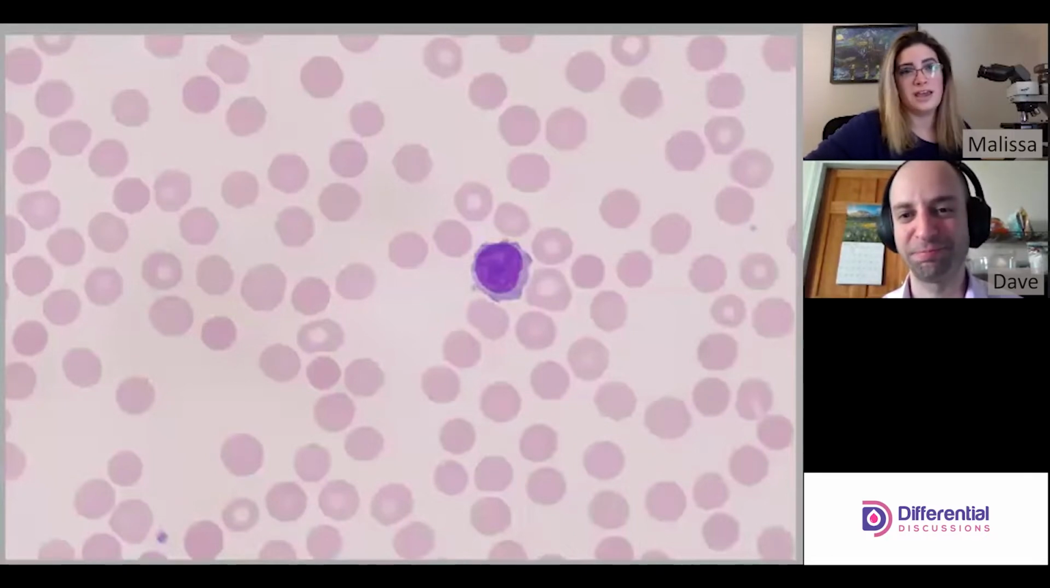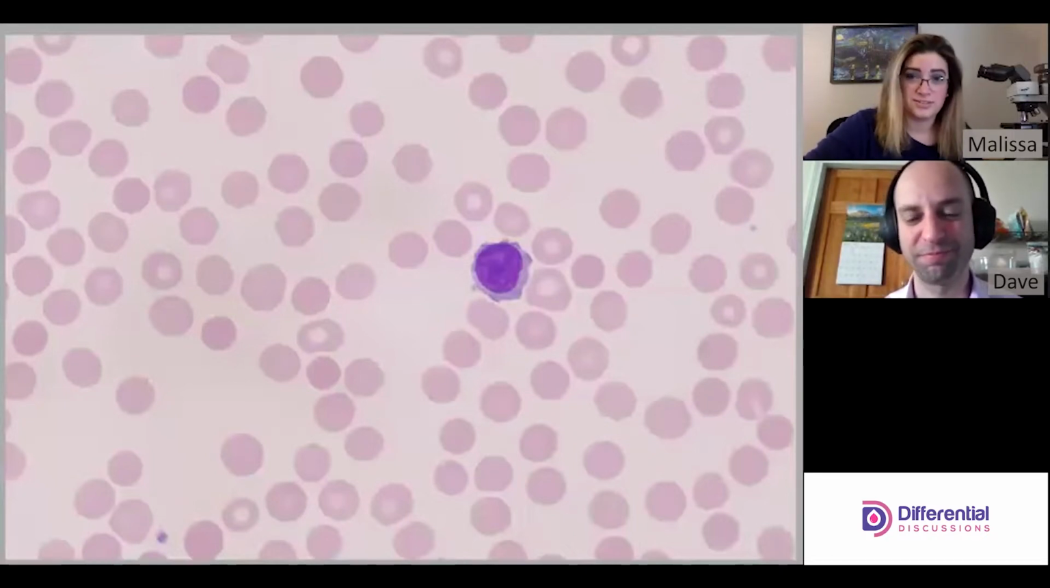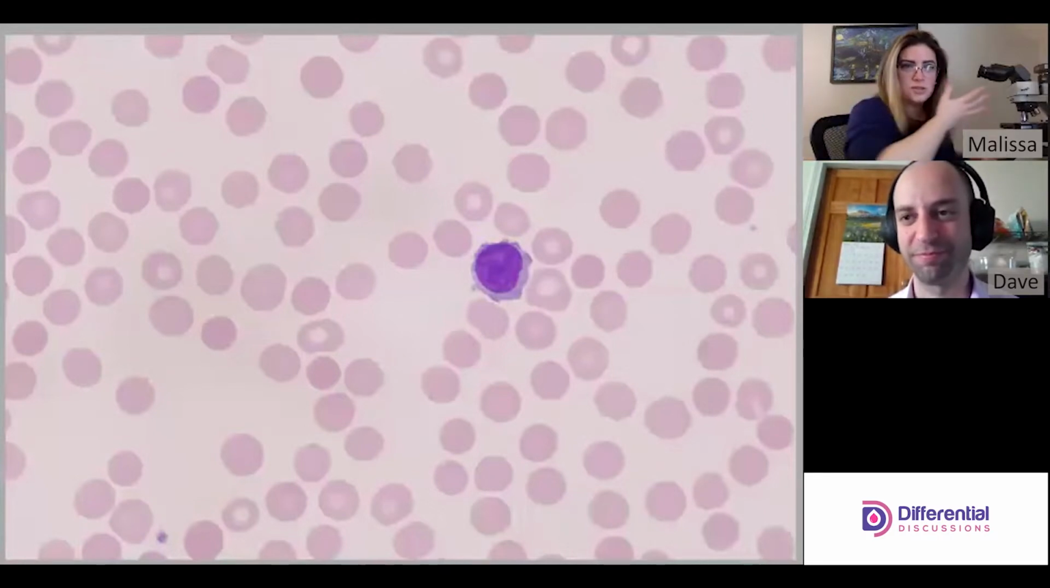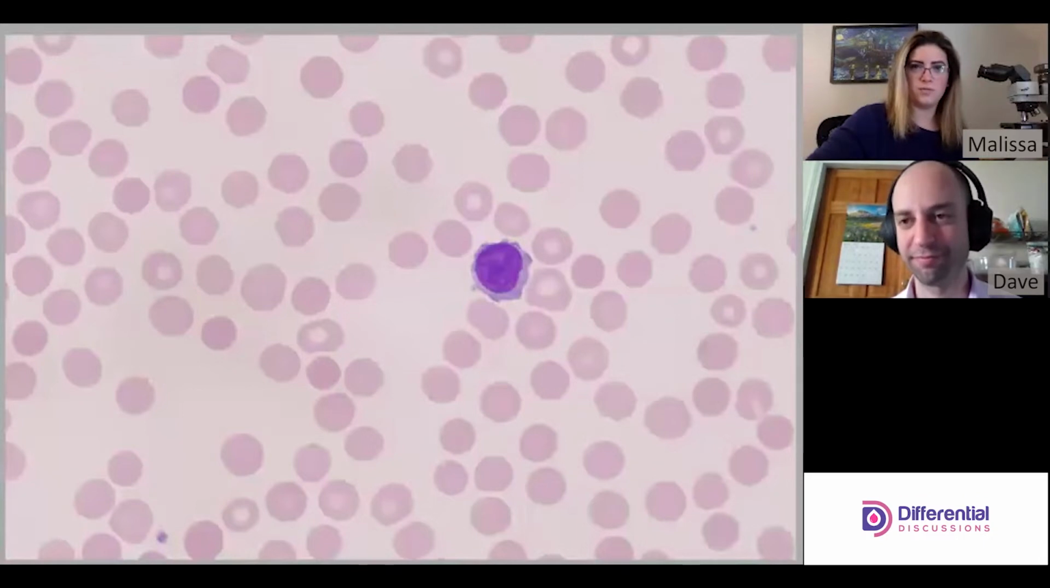And today we're going to look at a normal differential together. So I'm just going to scoot around the slide and identify cells with you. And we have one here, so I don't have to scoot very much right now. Yeah, we got a very interesting cell, right? Our lymphocytes.